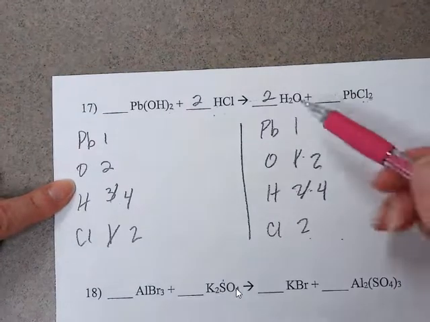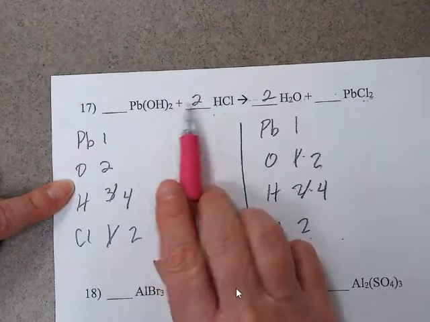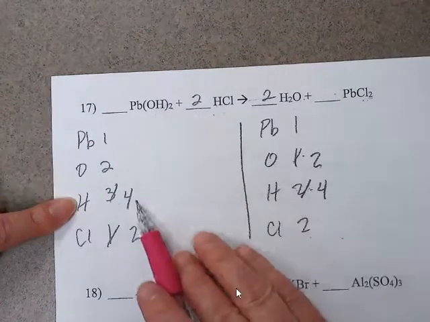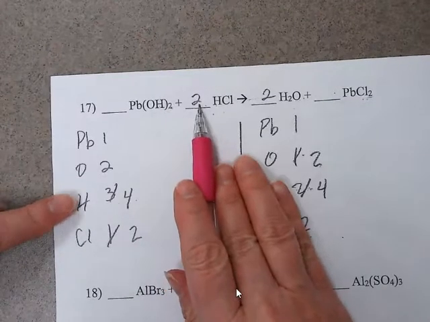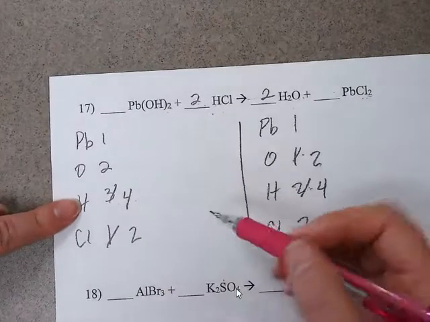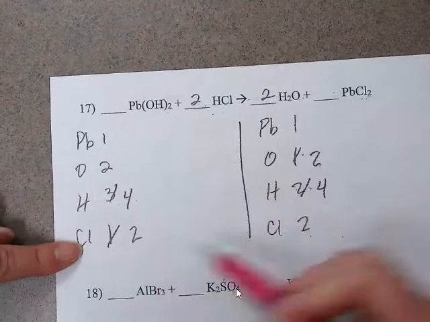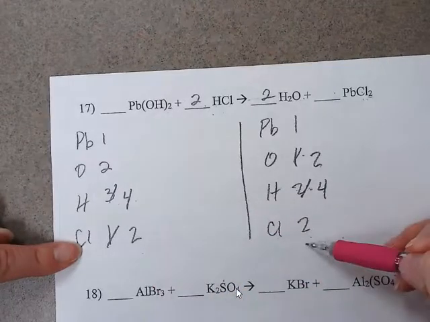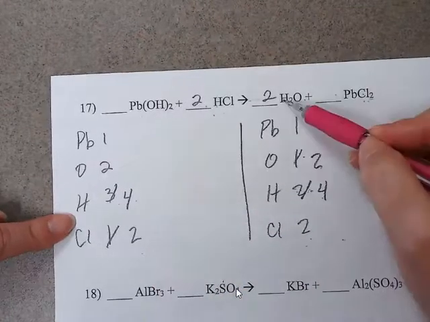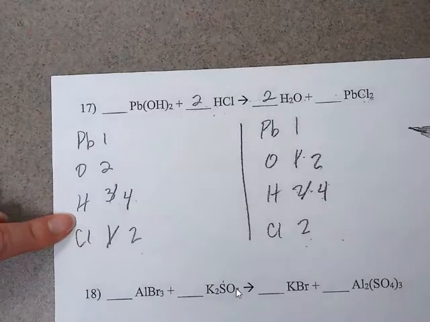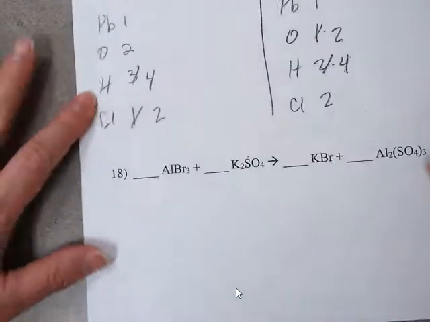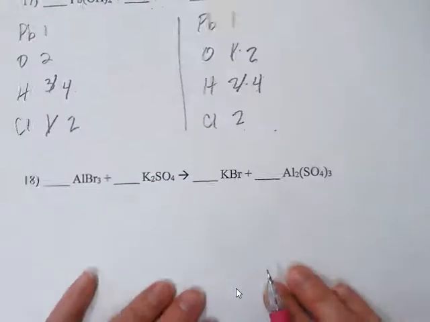That one was a little harder to see because you're having to do some addition here. Okay? Because it was 2 plus 1 is 3. Now it's 2 plus 2 is 4. Last time I checked it was. But then that also raised the chlorines, which I had, and then I needed to go back and balance the water to give me the 2 and the 4. Okay? All right. Last one.